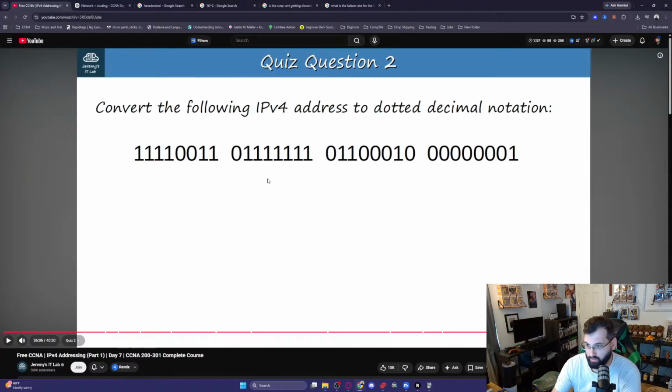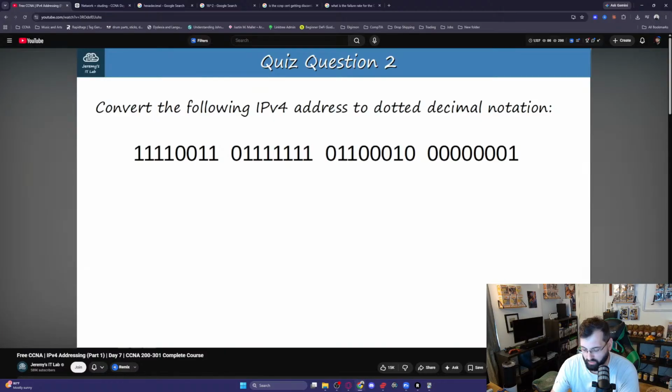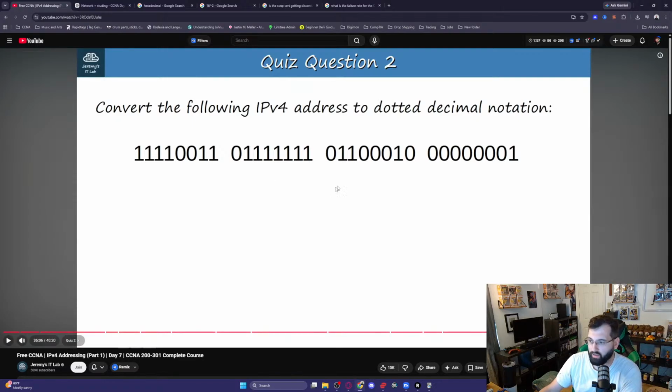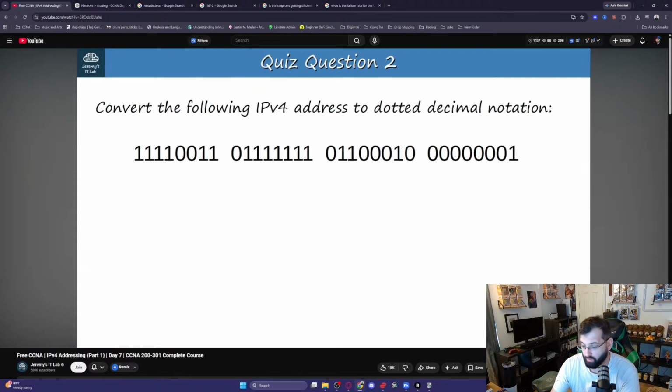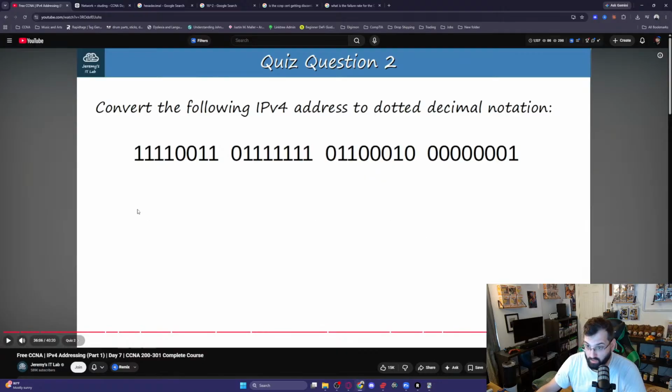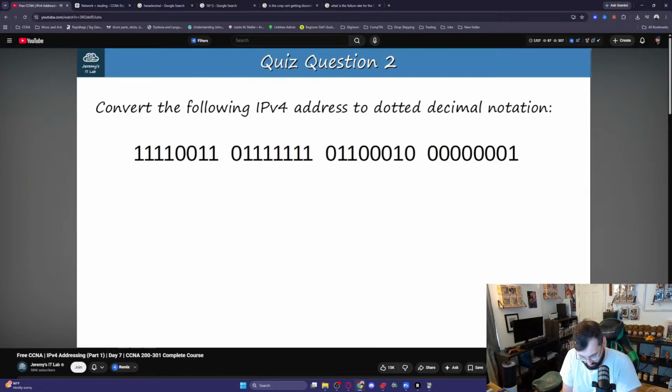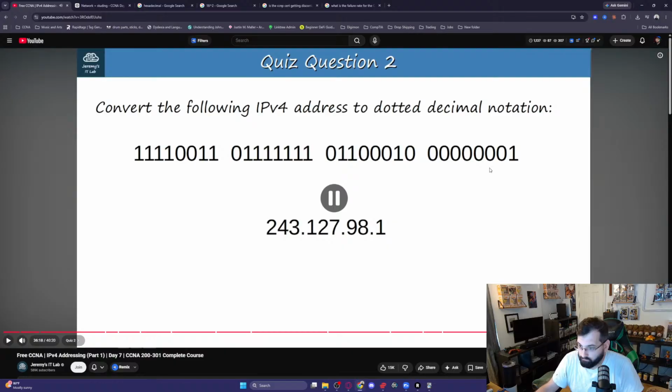Okay. And then this one's easy. 1 plus 2 plus 4 plus 8 plus 16 plus 32 plus 64 is 127. Okay. And then this one is 64 plus 32 plus 2, 98. And the other one's 1. So our answer should be 243.127.98.1. Pause the video to solve the question, then unpause to check your answer. The answer is 243.127.98.1.